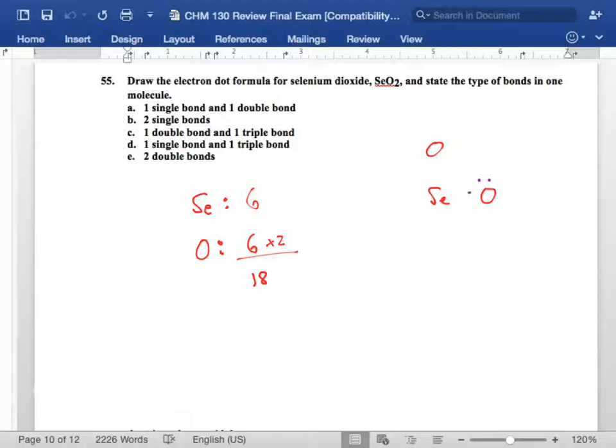So I'll start with the oxygens, because oxygen is more electronegative than selenium. So there's 8, 10, 12, 14, 16. I need 18 electrons. Where's the last pair of electrons go? Selenium. Anywhere there's a pair of electrons between atoms, I can turn into a line and show up some letters. So there's a line, there's a line. Now what do I do?